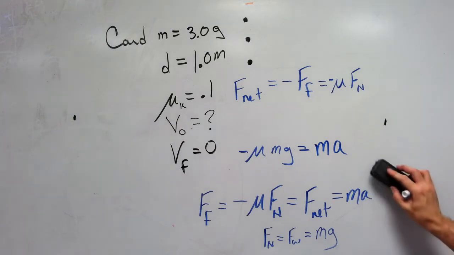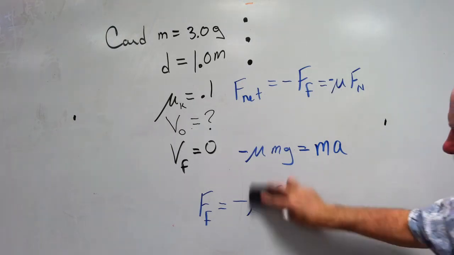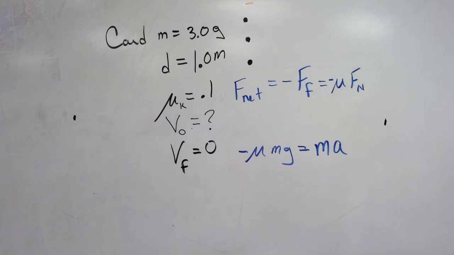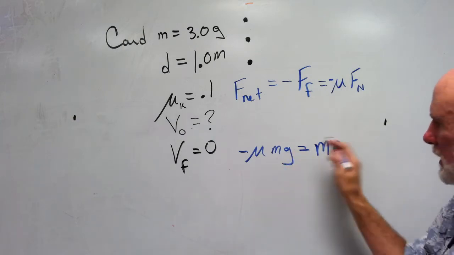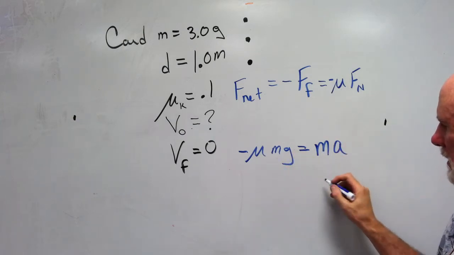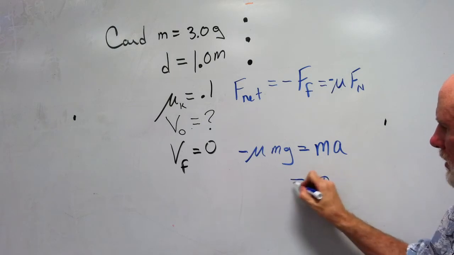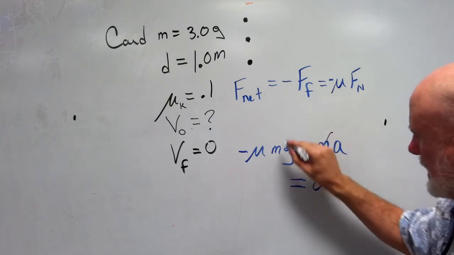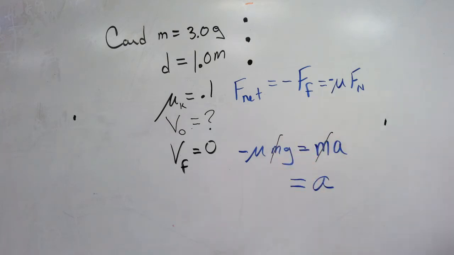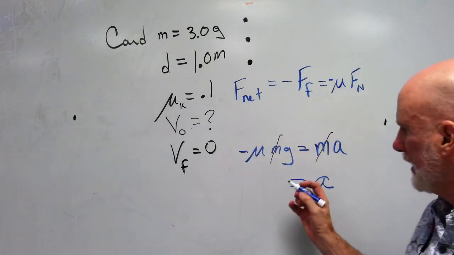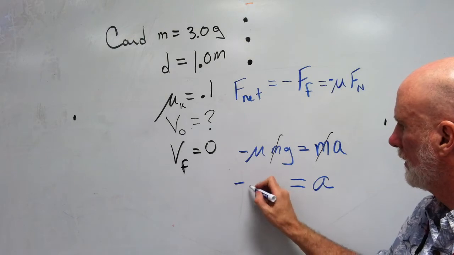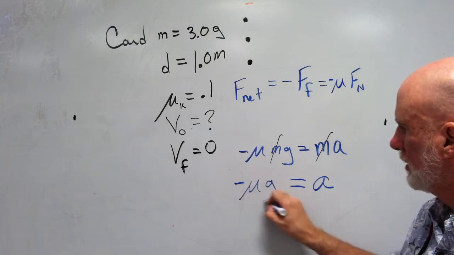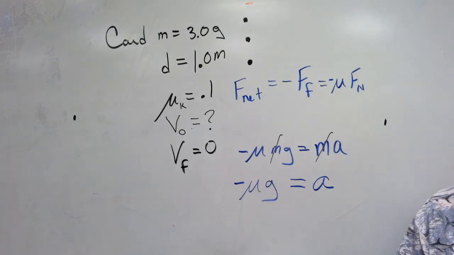Easy? Okay. I'll get rid of this. And I'll say A equals, now you know from basic algebra, these m's are going to cancel. So I'm left with negative mu g. Negative mu g.